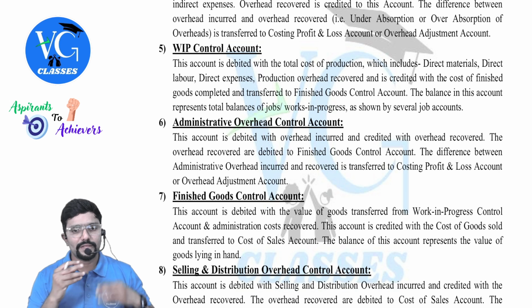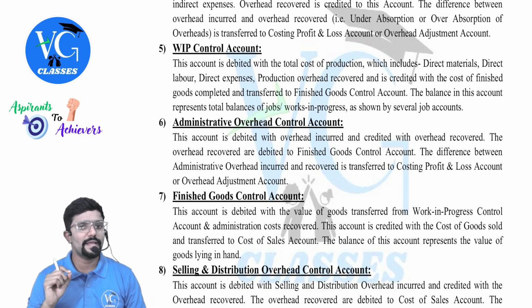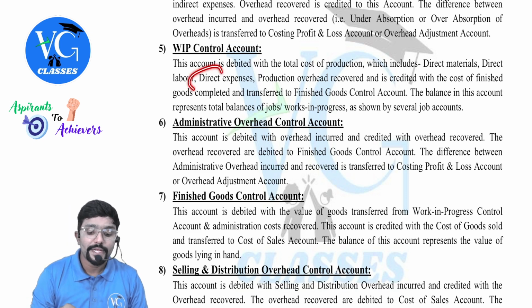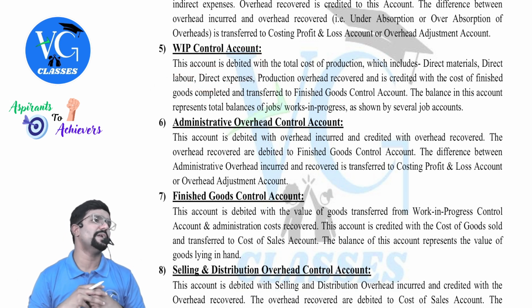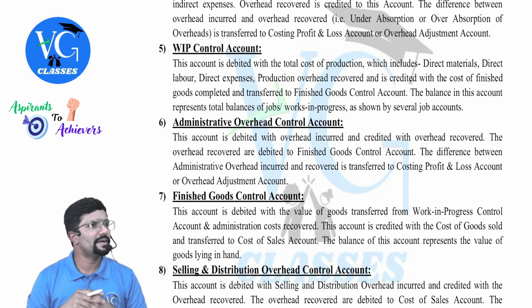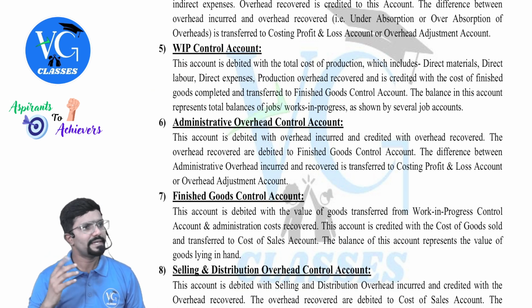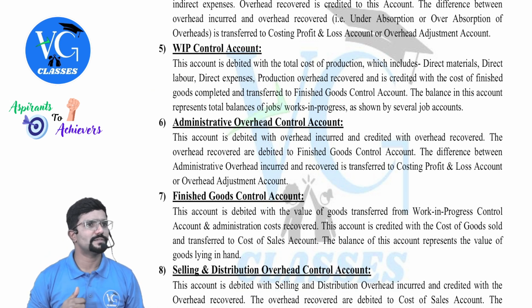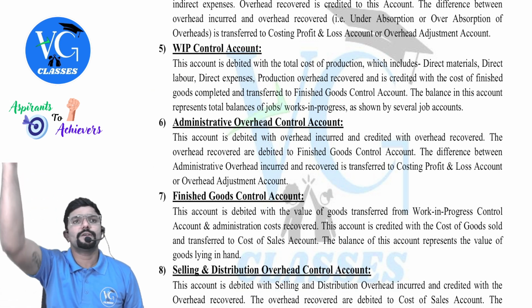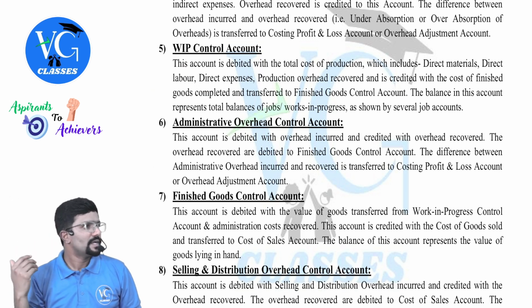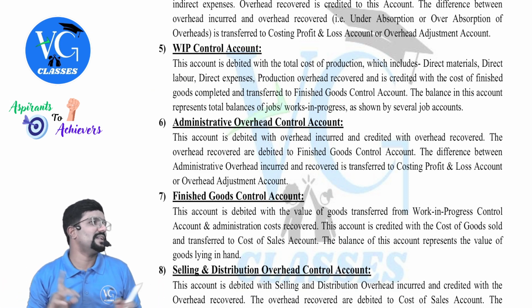This account is debited with total cost of production, which includes direct materials, direct labor, direct expenses. This is also important. If there are any direct expenses incurred, we don't have a separate account for it. Straight away record it in WIP. For example, royalty paid on production. Direct expenses such as designing charges, straight away record it in WIP control account. What is the entry? WIP control to general ledger adjustment account, because cash paid or bank paid is recorded in the general ledger.